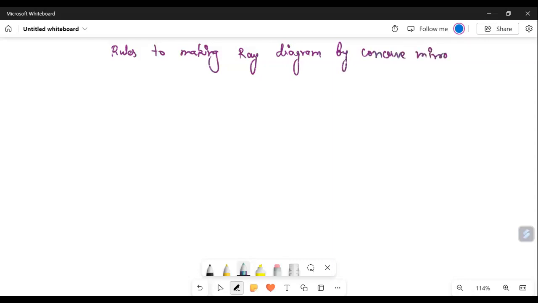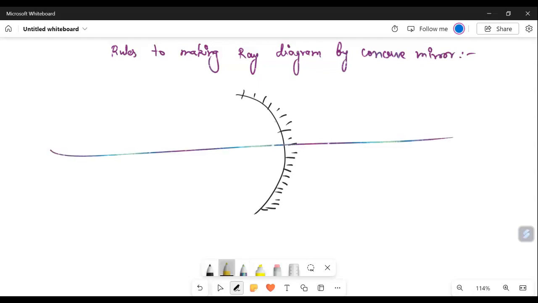So how can we do that? Let's find out. First, we need to draw the aperture. So we will draw the aperture like that. This is your concave mirror, polished outside and curved inside, reflecting surface inside. Then we have to draw the principal axis like that. Then there is some point C, there is another point F, and this is called the pole, and this line is the principal axis. You have to mention it here, principal axis.